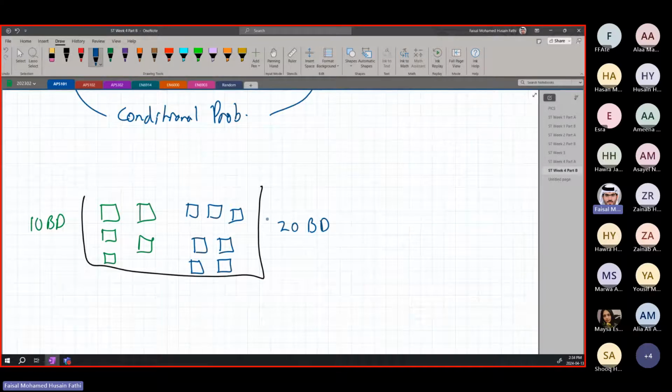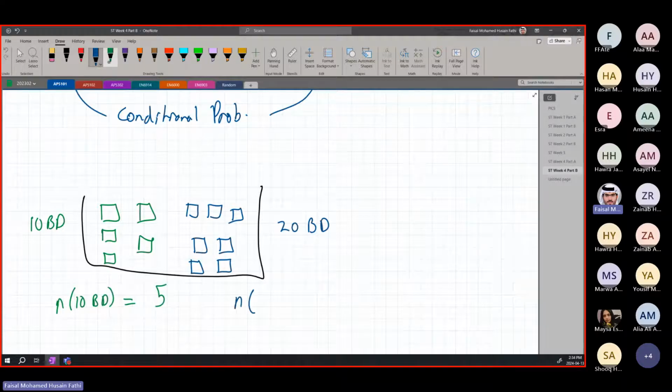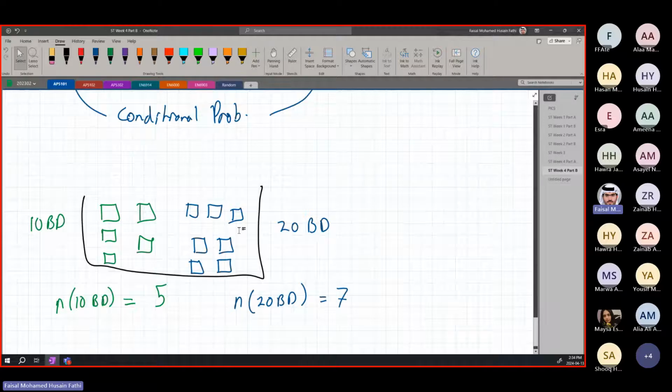So when we're doing the selection, we're just looking at the number of boxes or the number of papers. So here, the number of 10 BDs is 5. And the number of 20 BDs is equal to 7. This is the idea. We want to know the number of bills we have.